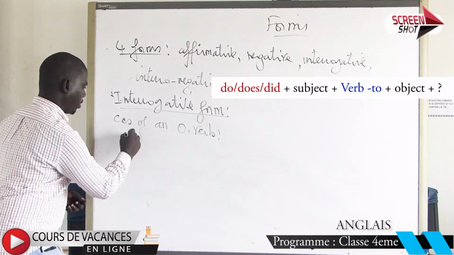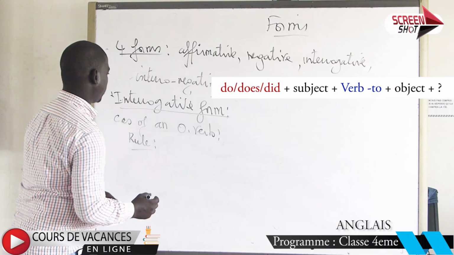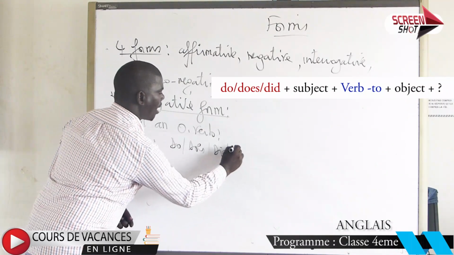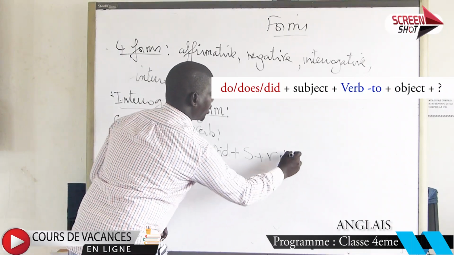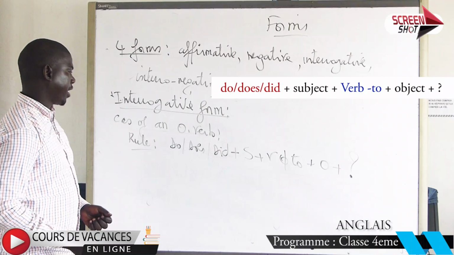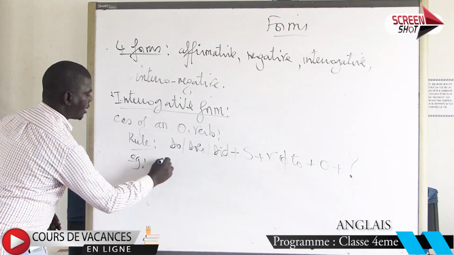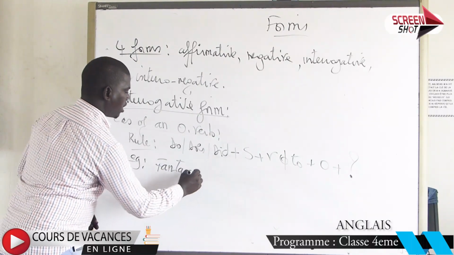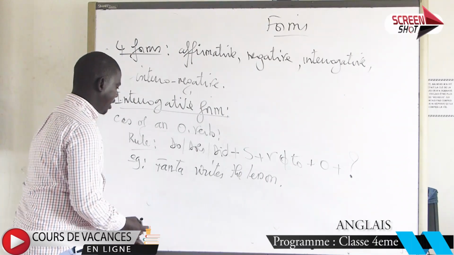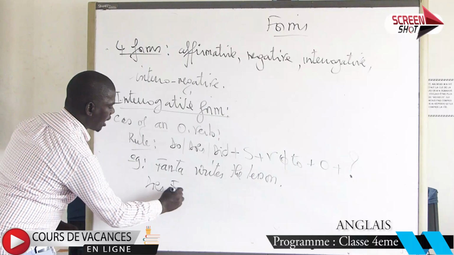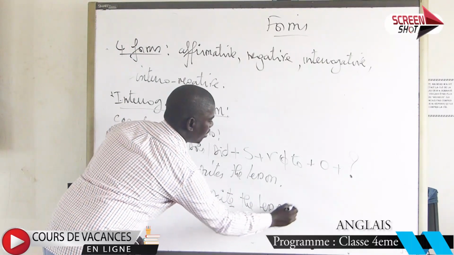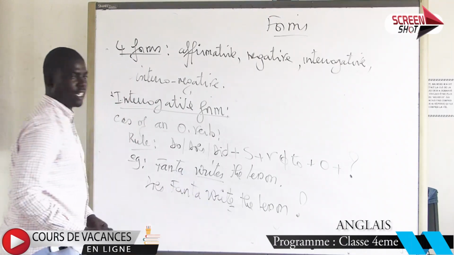Here, what is the rule? The rule is do, does, or did plus subject plus verb without to plus the object and plus the question mark, because we are talking about interrogative form. Okay? And as an example here, we can take this sentence, Fanta, okay, Fanta writes the lesson. If we use the interrogative form for this sentence, we will say, does Fanta write, without S, write the lesson? Question mark. Because write is an ordinary verb, we use does.